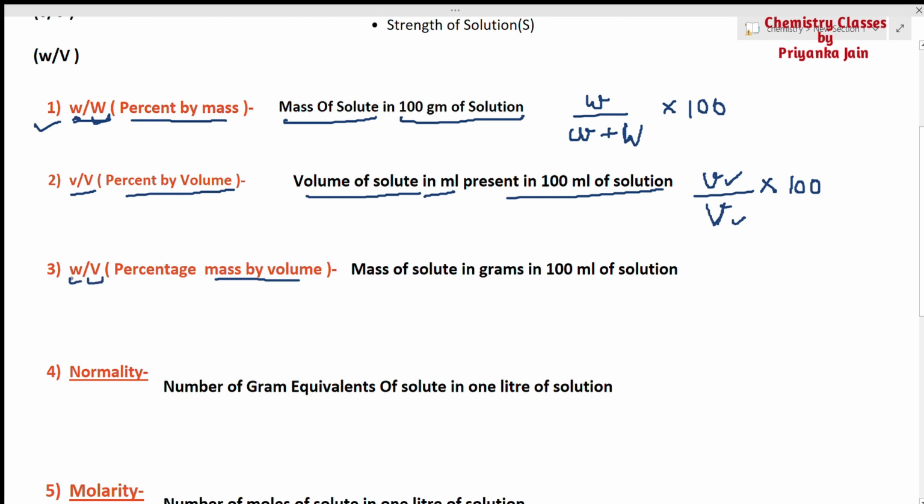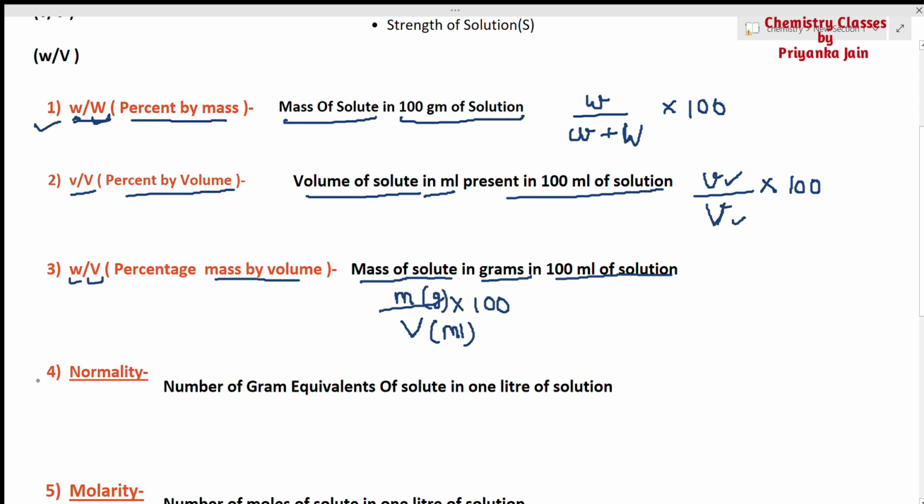Small w means the weight of solute and capital V means the volume of the solution. It means we have to see the mass of the solute in grams that is dissolved in 100 ml of solution. For this, what will be the formula? We have to see the mass of the solute and divide it by the volume of the solution and multiply it with 100. This should be in ml, and this should be in grams, right?